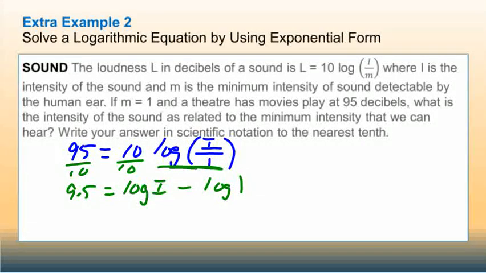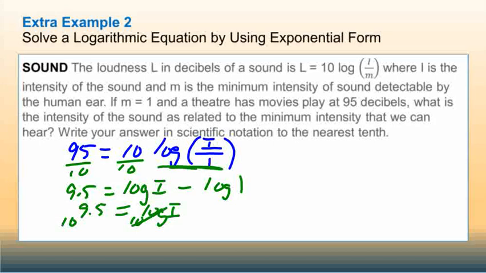And log of 1 is 0. So, and then you have log of I. So I don't need to put this here. Now all I have is 9.5. To undo a log, I have base 10.